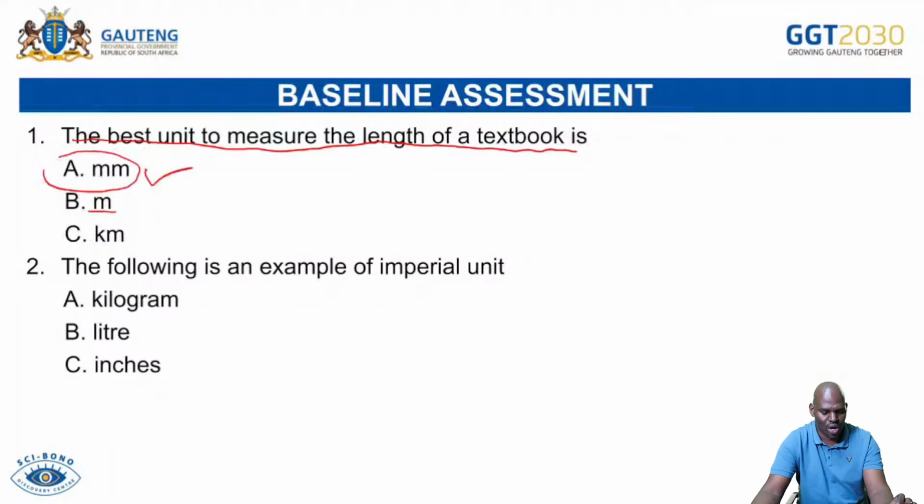Then for number two, the following is an example of imperial unit. So it means you need to know what we mean by imperial. When we say imperial unit, what are we referring to? The following is an example of imperial unit. Is it a kilogram? Is it a liter? Or is it inches? Think about it.